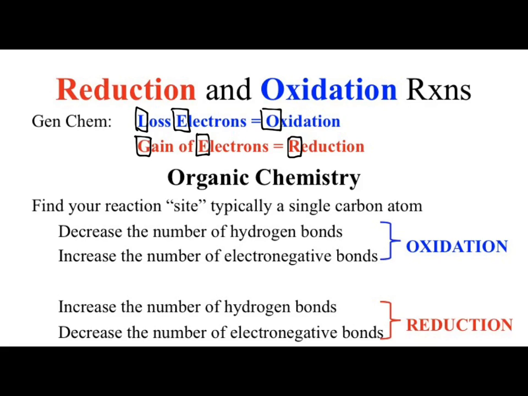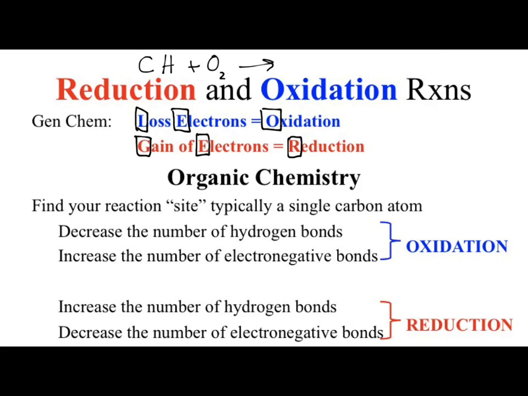So if we look at our reduction, if we increase the number of hydrogen bonds, we're looking at a reduction. If we decrease the number of electronegative bonds, we're looking at a reduction. Why the terms oxidation and reduction? Oxidizing is our common term, which is a reactant or a species reacting with oxygen. So if we looked at, say, a combustion reaction, we're taking some carbon and hydrogen containing compound and we react it with oxygen. What's our product?